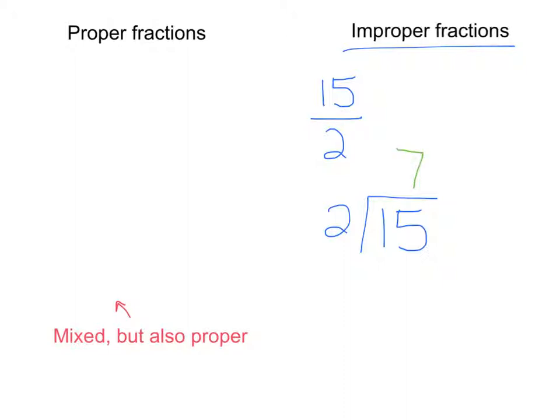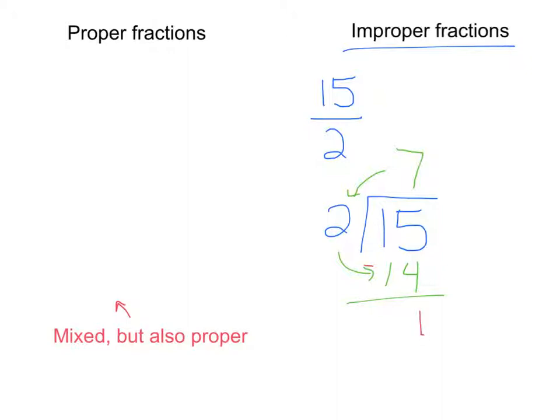Again, to get that remainder, what I do is I take 7 times 2 and write that just underneath here. That 7 times 2 gives me 14. What I do is I subtract these two in order to get my remainder, and 15 minus 14 is 1.